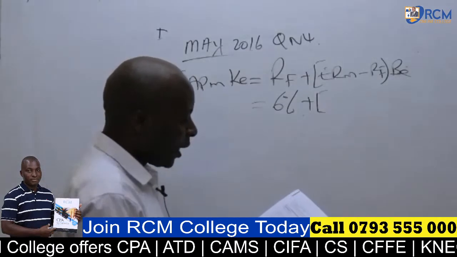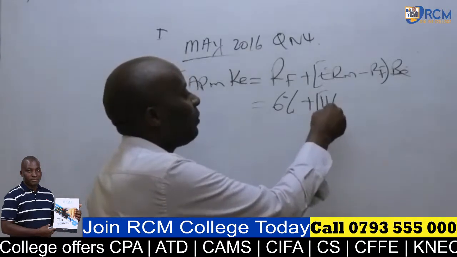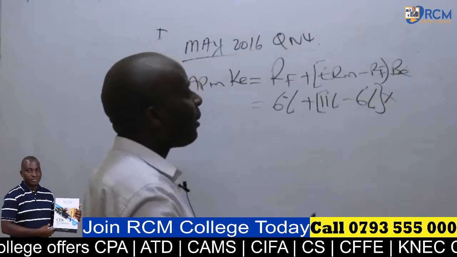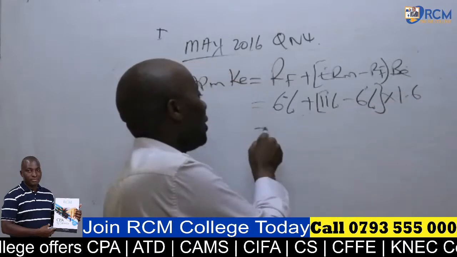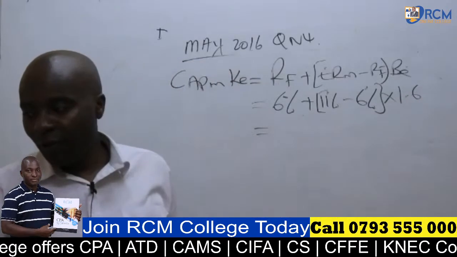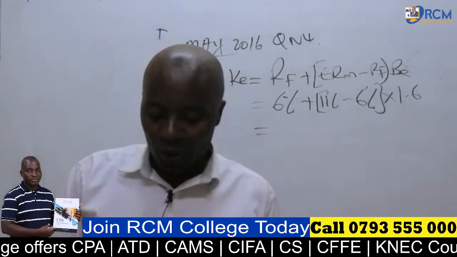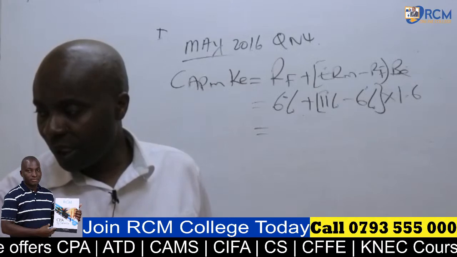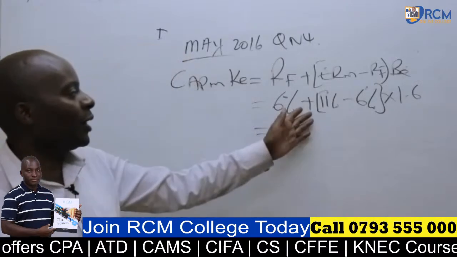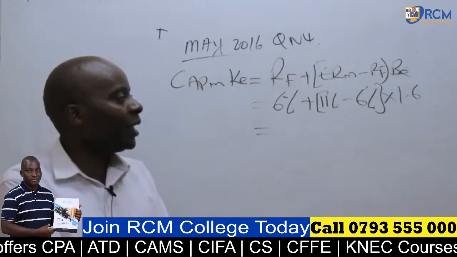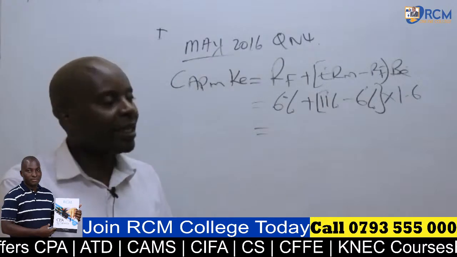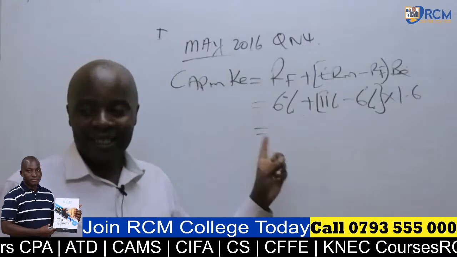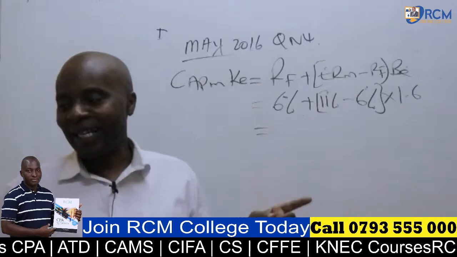Just before required, you'll be able to see the market return is 11% minus 6%, multiplied by our beta. Beta up there has been given as 1.6. Now here you have to move very slowly for you to be able to appreciate. If I'm the one doing this, I'll pick it from the brackets first. I'll talk of 11 minus 6 equals whatever I get. I multiply by 1.6, plus 6.